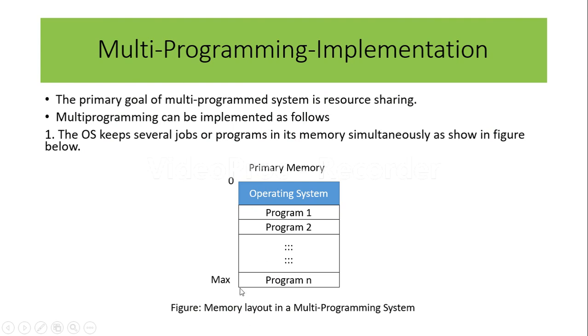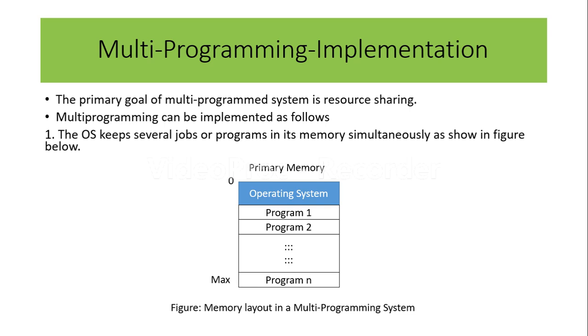Here I am showing you the memory layout where, as we know, a certain portion of the memory is reserved for the operating system, followed by the rest of the memory, which is reserved for loading the programs onto the memory so that they can be executed. In the multiprogramming implementation, the operating system is going to keep several jobs in its memory parallelly or simultaneously, as you can see here.